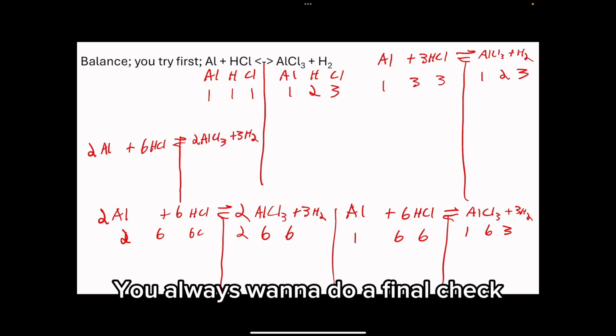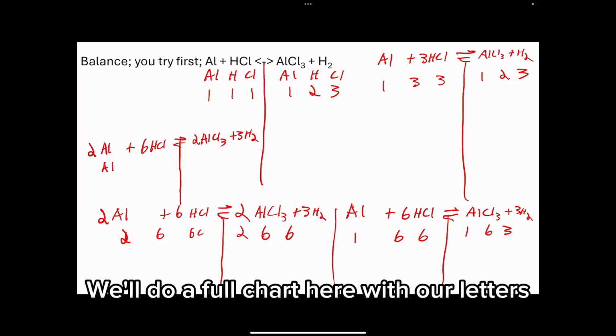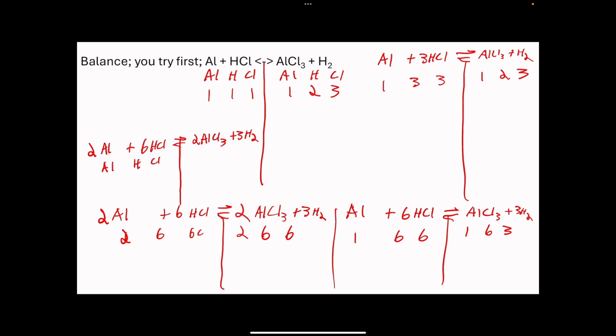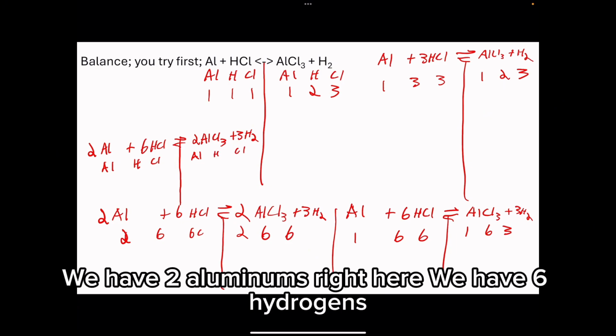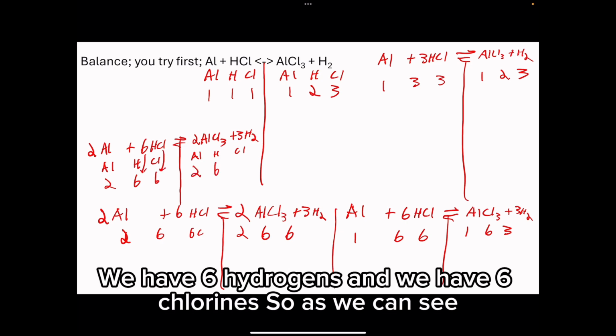You always want to do a final check, even though it was long and you want to be over with. We'll do a full chart here with our letters. Al, H, Cl. We have 2 aluminums right here. We have 6 hydrogens. We have 6 chlorines. Here we have 2 aluminums, 6 hydrogens, and 6 chlorines. So as we can see, we balanced them.